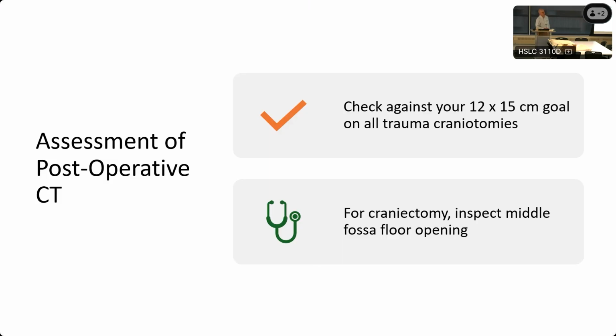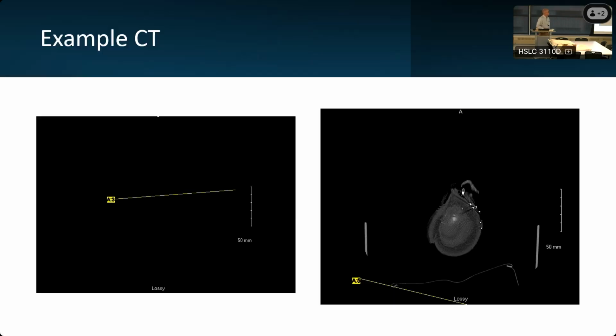You always want to check your post-operative CTs after EVD or decompressive craniectomy. You want to inspect the middle fossa floor. You want to check against your 12 by 15 centimeter goal. Here's an example CT.